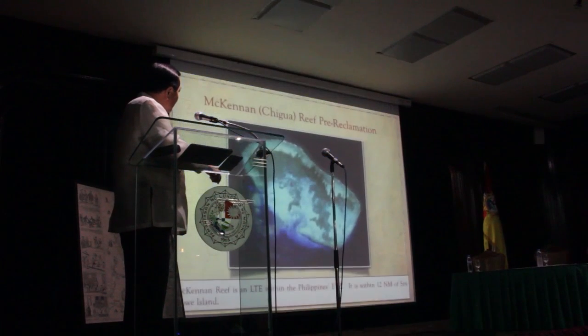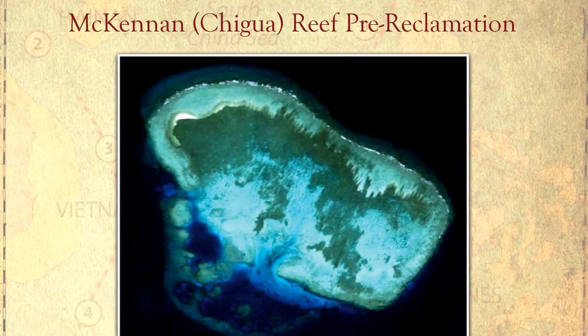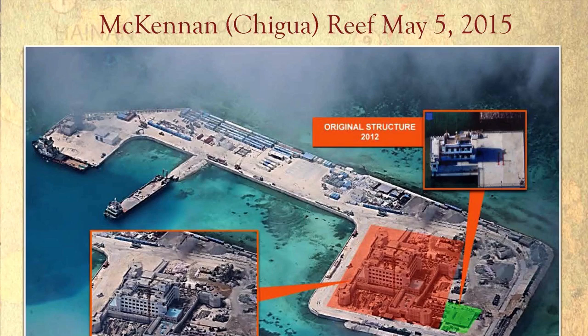Next slide. That's Makinan Reef. It's a low tide elevation within the EEZ of the Philippines before the reclamation. That's how it looked like May 5. And you can see these big buildings here. It's 5 to 6 stories. Maybe this will be the command and control center for the maritime Silk Road of China.